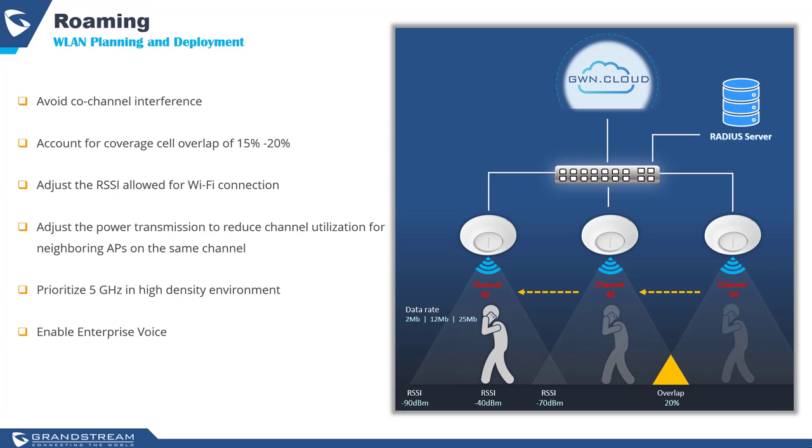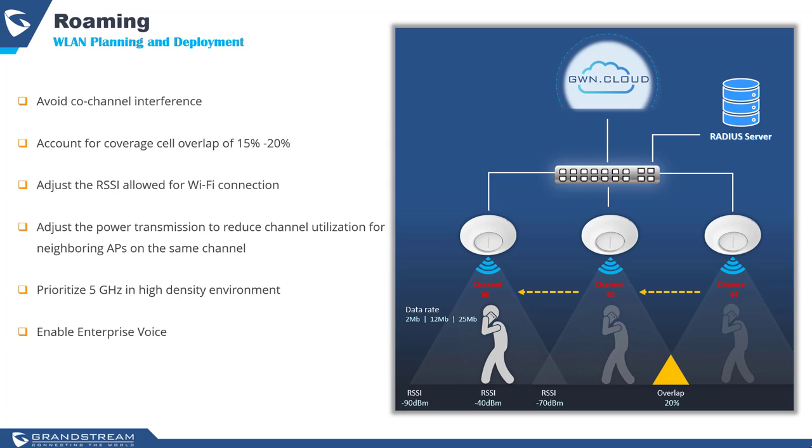Defining the minimum RSSI also helps with sticky clients, which are basically wireless clients that are stuck to the original access point, even if they are in a different coverage cell with a stronger signal. Just remember to use an acceptable RSSI value when configuring this option, and I would recommend between minus 75 to minus 80 dBm.